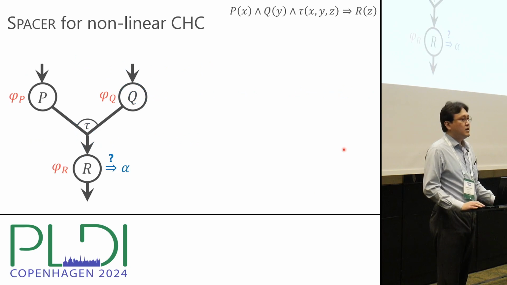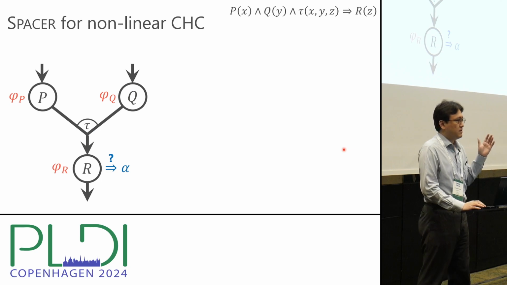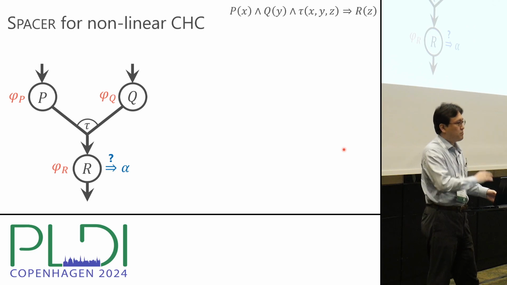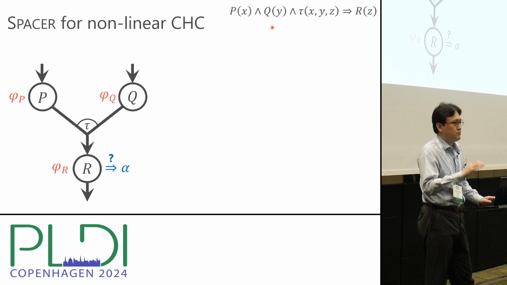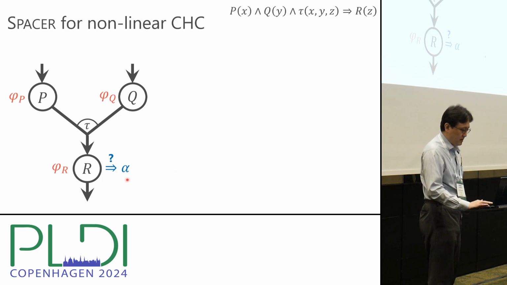Okay. So Spacer is proposed as a procedure for solving non-linear CHCs. So I'd like to explain a more complicated situation. A CHC is nonlinear if the left-hand side of the arrow may contain more than one predicate variable. And in this case, Spacer behaves like this.